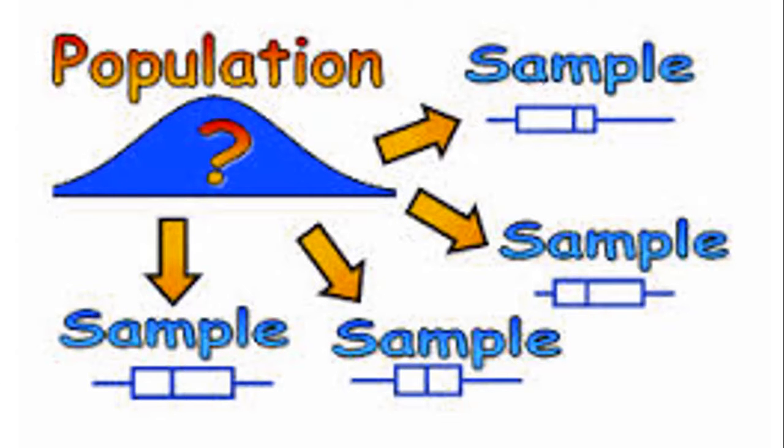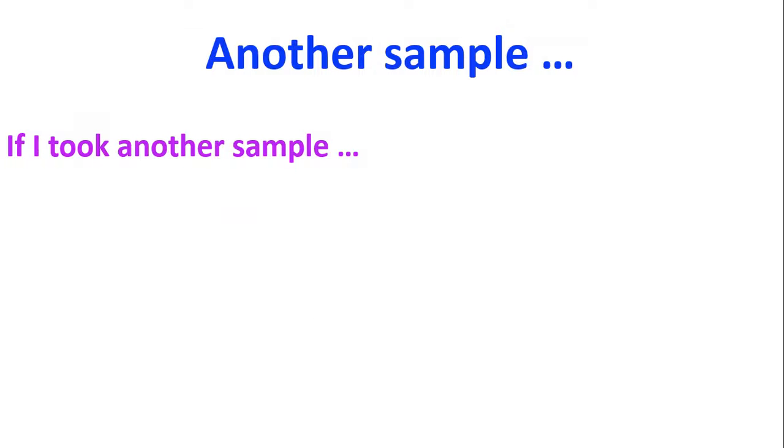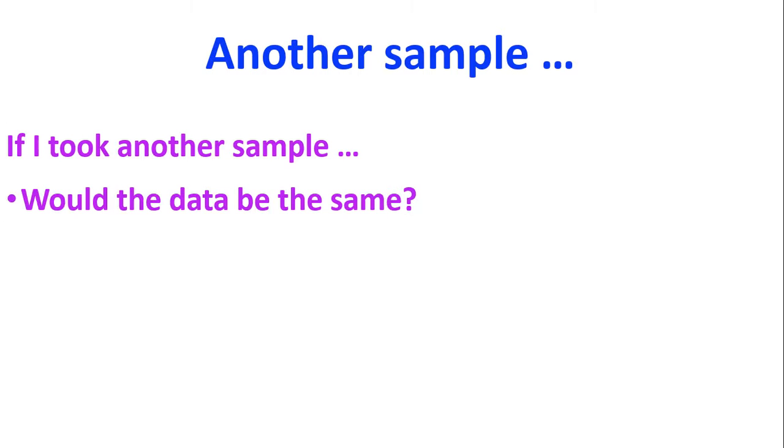So this diagram talks about looking at all these different samples, and you can see there when we take a different sample, each of these box plots is going to be slightly different, okay? And that's because you're going to collect different data from different people, get different medians, and all of these things. So if I took another sample, this is the key starter that you can use. If I took another sample, are you going to get the same data?